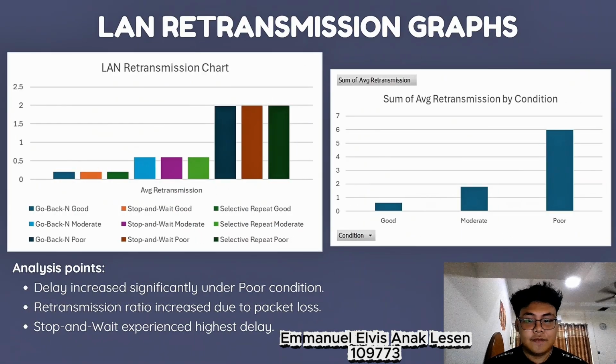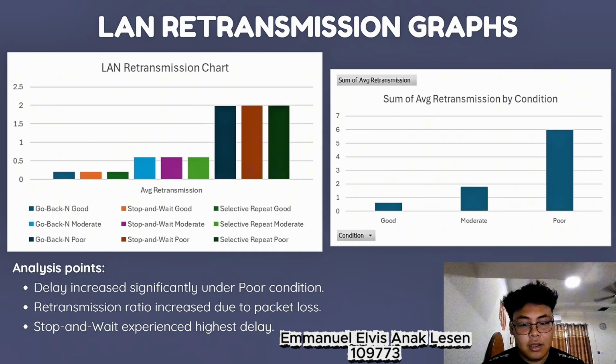Finally, this graph shows the retransmission rate. Retransmission increased as network conditions changed from good to poor due to higher packet loss. All protocols experienced more retransmission under poor conditions. This increase in retransmission contributes to lower throughput and goodput while also increasing delay. Therefore, network quality has a major impact on protocol performance.